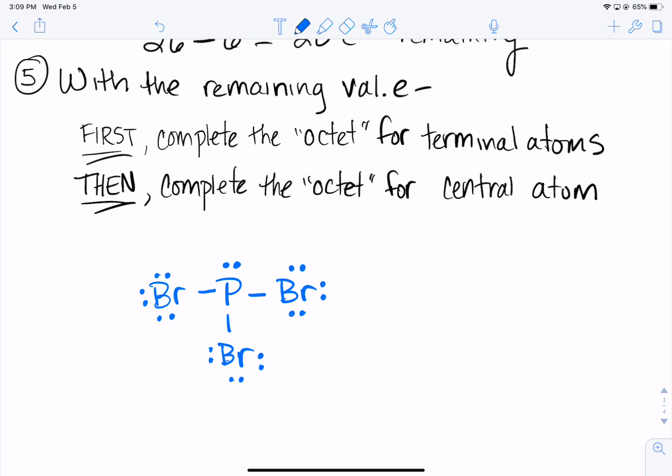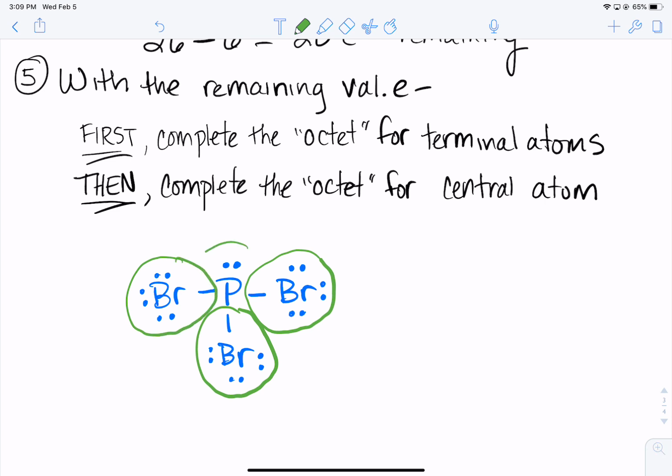So look, this Br has how many electrons surrounding it? What about the line? 8. How about this bromine? 8. How about this bromine? 8. Okay, how about the phosphorus? 2, 4, 6, 8. Each line is 2, 4, 6, and then 7, 8 for the dots. Each of these has an octet.